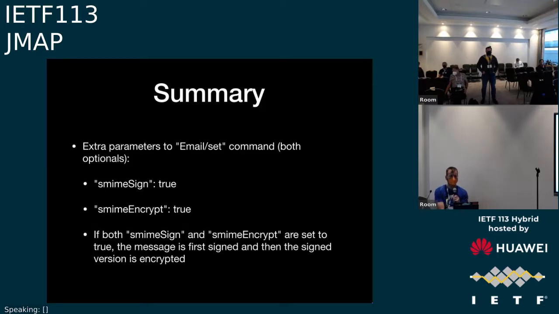As a reminder, this is a JMAP extension to allow signing and/or encrypting on send. There are two Boolean attributes added. By default, they are absent, and neither signing nor encryption would happen. If both are specified, then the message is first signed and encrypted. Next slide.